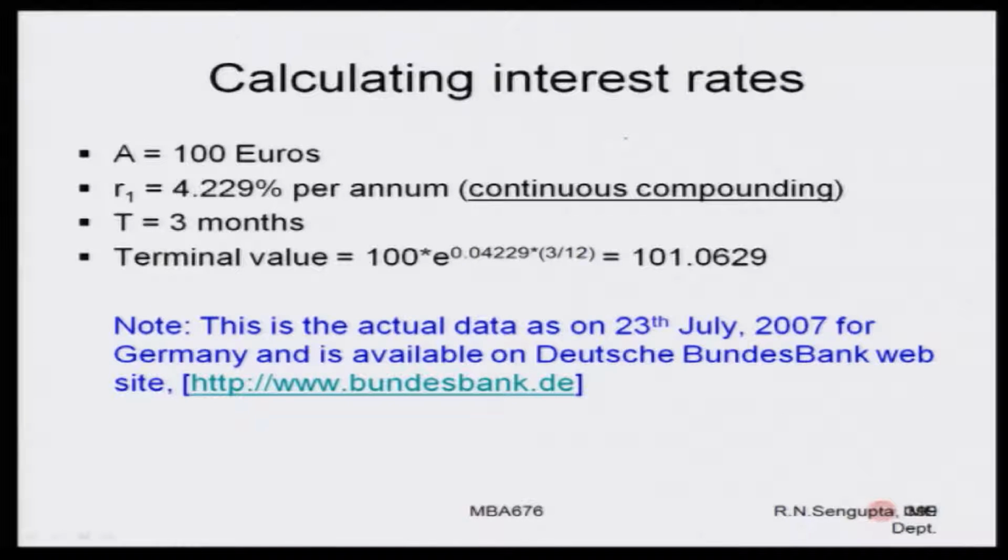This is actual data taken on 23rd July 2007 from Germany, available on the Deutsche Bundesbank website. Consider A to be 100 euros, and R1 with continuous compounding is given by 4.229% per annum. The time duration is 3 months, so you immediately convert it into a yearly scale, 3 by 12. The terminal value is the principal amount A times e to the power 0.04229, the interest rate per annum, times 3 by 12, the time duration, which gives 101.0629.